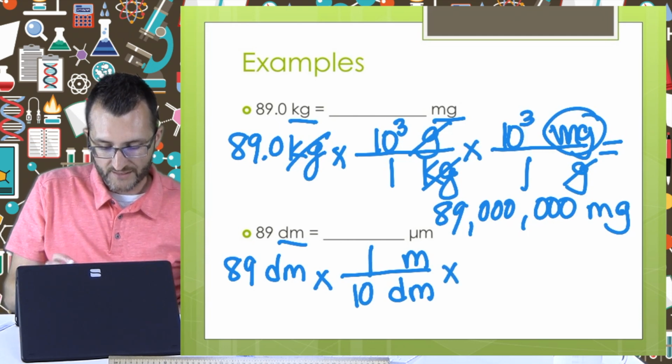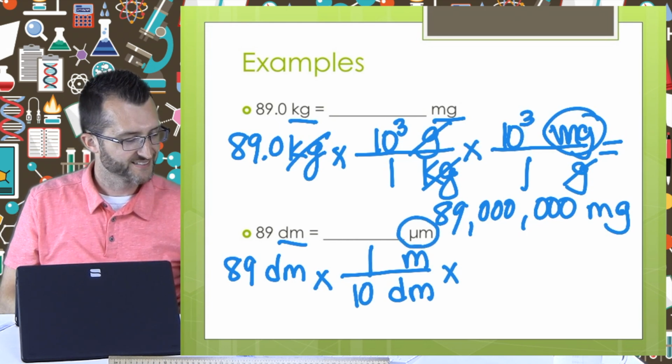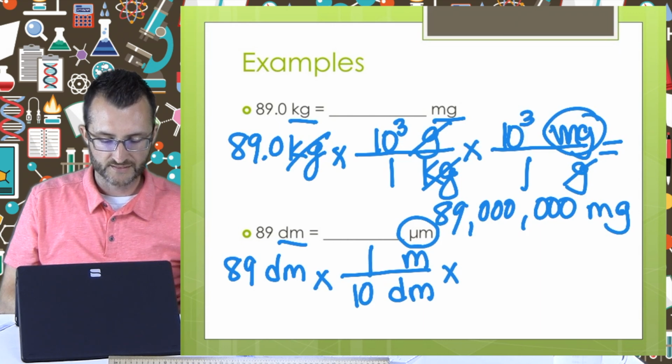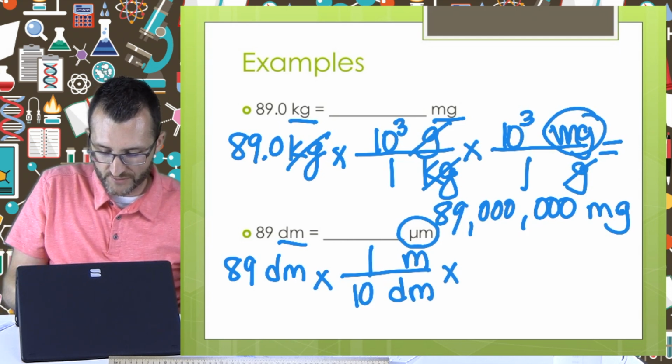Good, now we have to do one more conversion factor to get to our desired unit. Wait, what is this desired unit here? Well, that's a good question. Really weird. That is actually the Greek symbol mu, which stands for micro. We're probably just gonna use the word micro all year, but its value is on table C, which we'll look to in a second. It kind of looks like a little U, kind of weird, but okay, so micro.